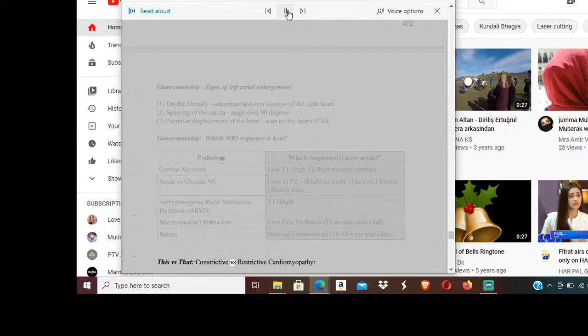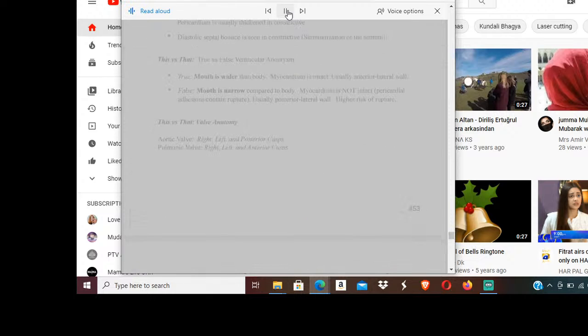This vs that, constrictive vs restrictive cardiomyopathy. The pericardium is usually thickened in constrictive. Diastolic septal bounce is seen in constrictive, sigmoidization of the septum.